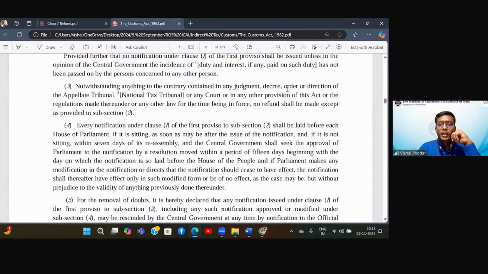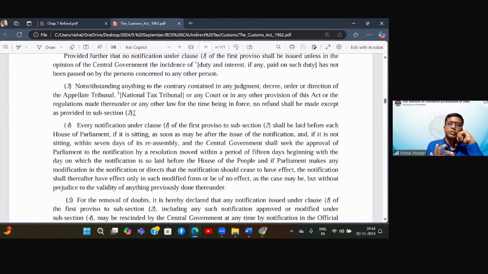Notwithstanding anything to the contrary contained in any judgment, decree, order or direction of the Appellate Tribunal or the National Tax Tribunal or any court, or in any other provisions of this Act or the regulations made thereunder or any law for the time being in force, no refund shall be made except as provided in the subsection. So in short, whatever is given in any judgment, it makes no difference. We will allow you refund only in the above cases, that is, where you can prove in those clauses up to G that you are entitled to refund and you have not passed on the incidence. So even if, in your particular judgment, the court says that yes, duty is refundable, accepted. We are not going against the judgment. We are not saying that we will not refund. But the point is the judgment is only saying duty is refundable. It will be refunded only when you prove that there is no unjust enrichment.